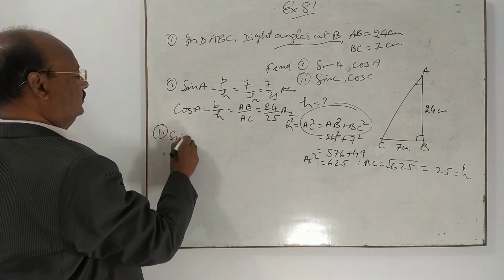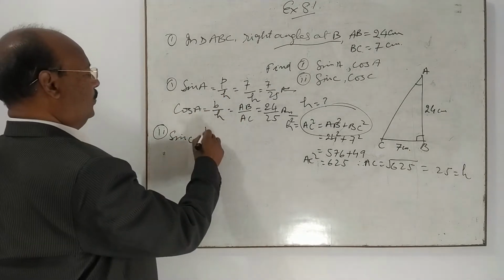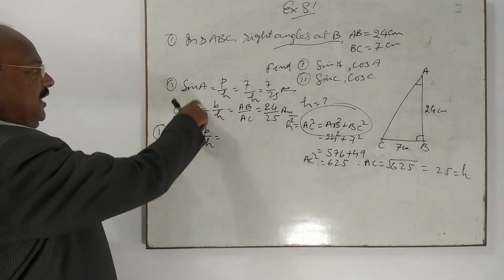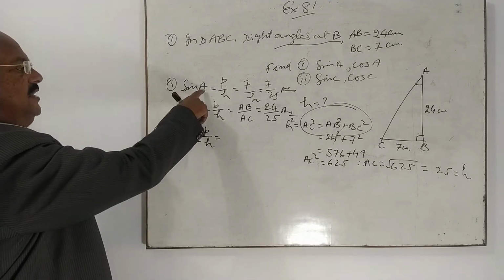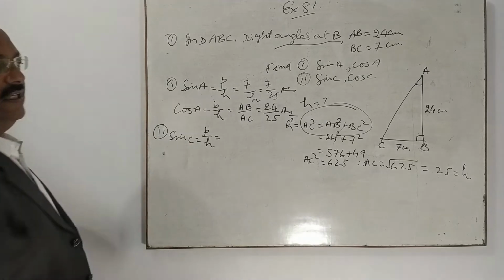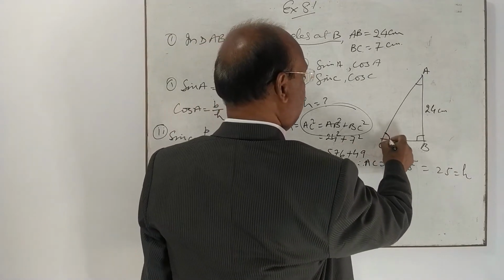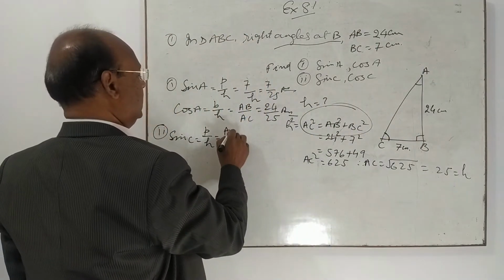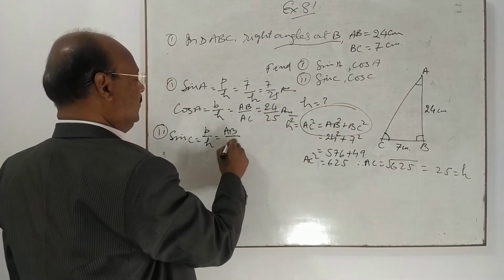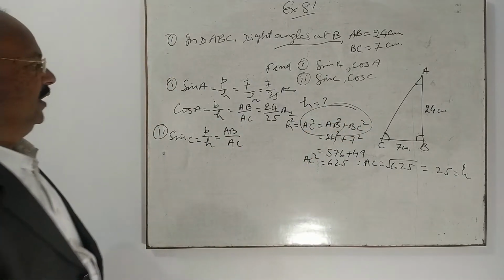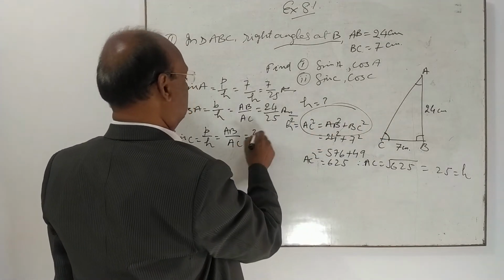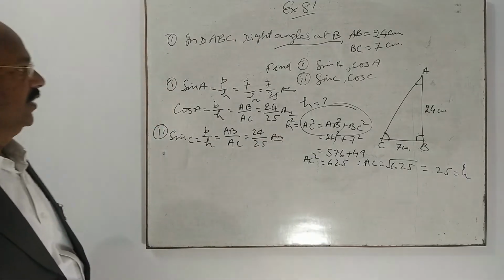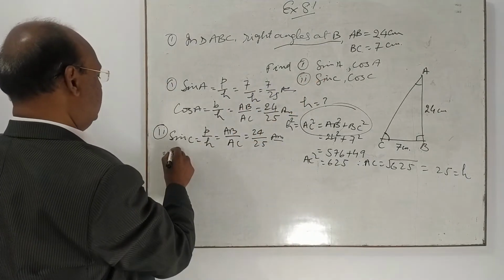Sin C. Sin is perpendicular by hypotenuse, P by H. But here the acute angle has changed. Earlier we were considering angle A; here we have to consider angle C. With respect to this angle C, the perpendicular is AB and the hypotenuse remains the same, AC. AB is 24 and AC is 25. This is the answer. And the last one, cos C.